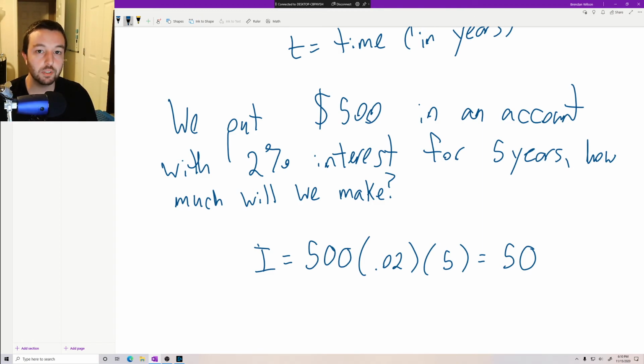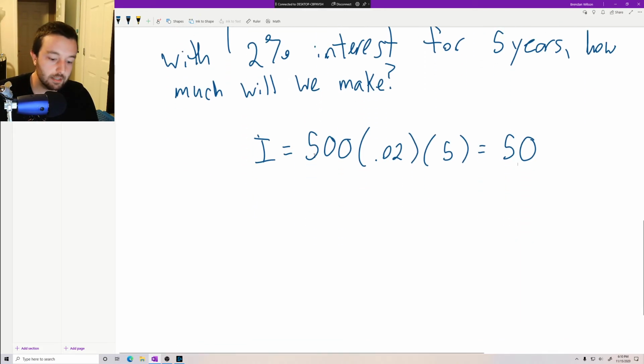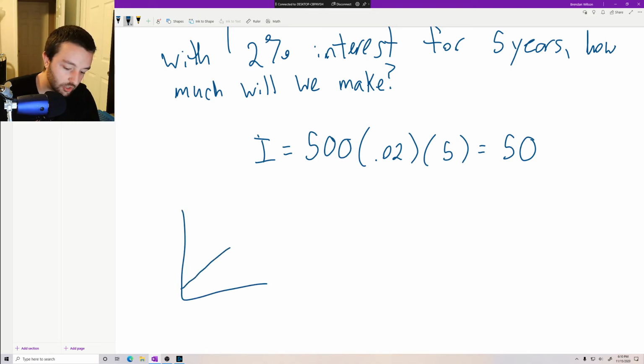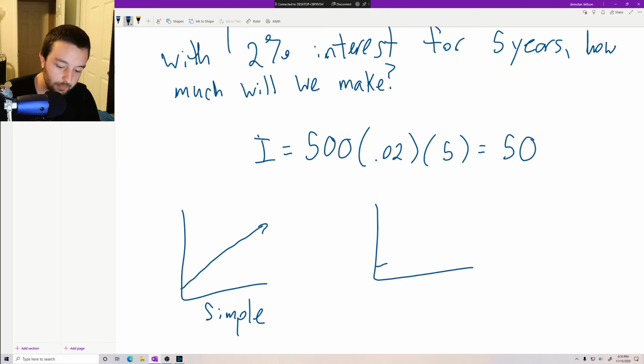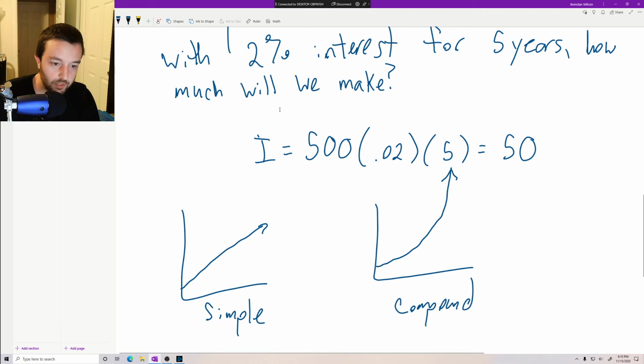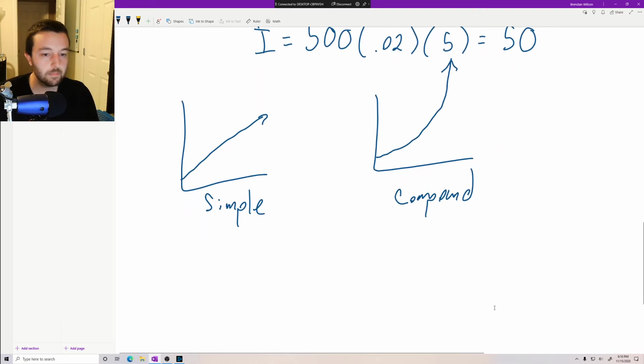In practice, most things are compound interest though, and compound interest gets big really fast. If you were to graph simple interest versus compound interest, simple interest would look like a straight line. Whereas compound interest would look similar at first, but then it would start getting big really fast. This one's called a linear graph. This one's called an exponential graph.